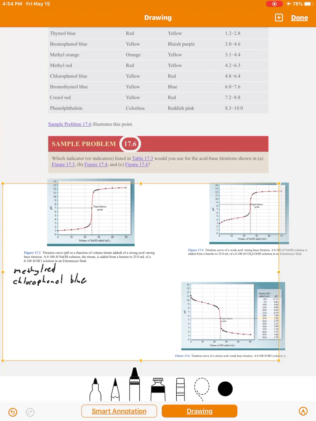The next one, bromothymol blue, changes between 6 and 7.6. That's definitely got 7 in it, in fact. It's right around 7. So bromothymol blue would be okay. Next one, cresol red, 7.2 to 8.8. Yep, that's really close to 7. So let's go with that one as well. And then phenolphthalein, 8.3 might be a little bit above 7, but it's not that far off. So let's go with phenolphthalein as well.